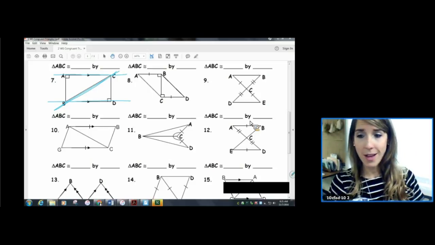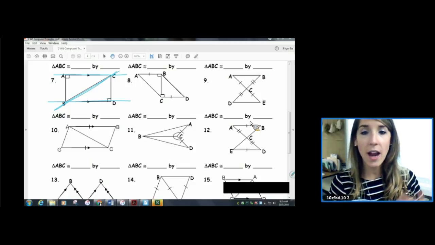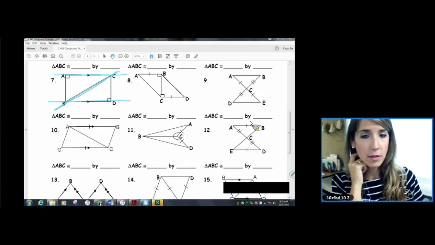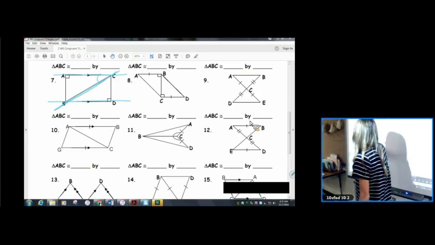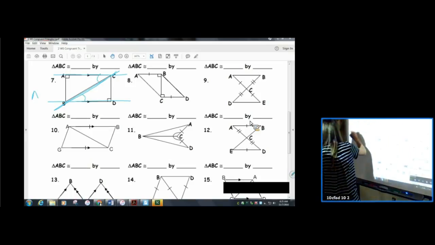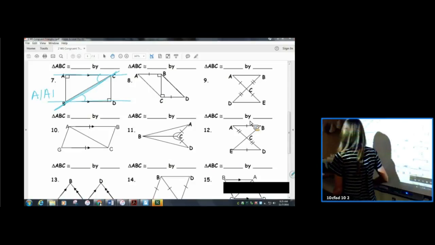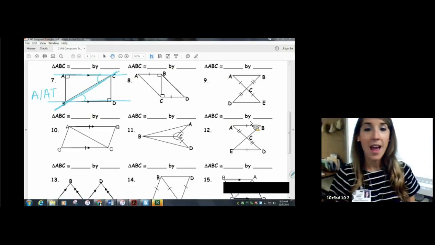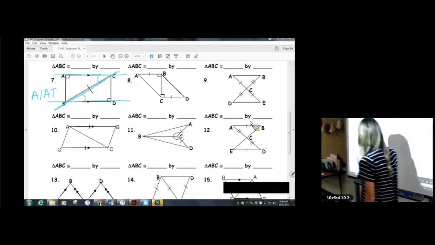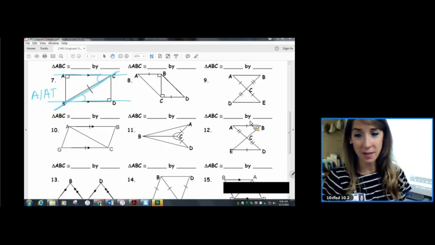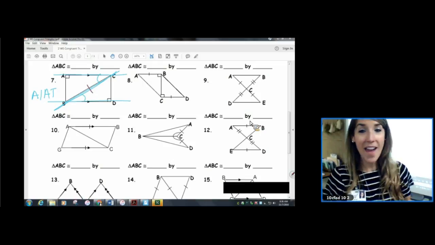Sometimes you'll have corresponding angles, sometimes it'll be alternate interior angles. Those are the main ones you're going to use, corresponding and alternate interior. I am allowed to add markings to my picture because of the alternate interior angle theorem. I can also add a tick mark to BC because of the reflexive property of equality. And so now I have enough data.